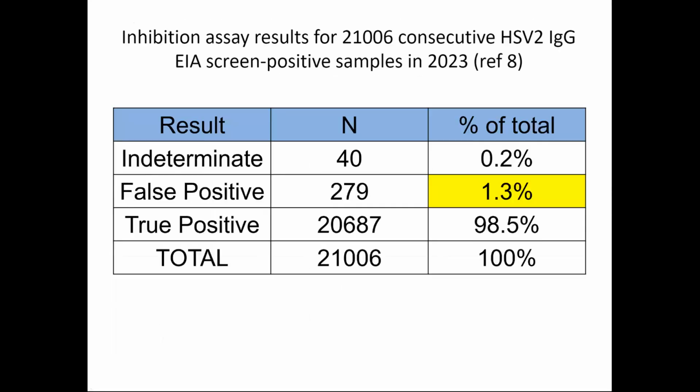We repeated this study recently in 2023 with a much larger study group and just over 21,000 samples. And in that group, the false positive rate was 1.3%. So that's comparable to the 3% that we saw way back in 2006. And we didn't calculate the indeterminate rate earlier. Here we found that rate was 0.2%.